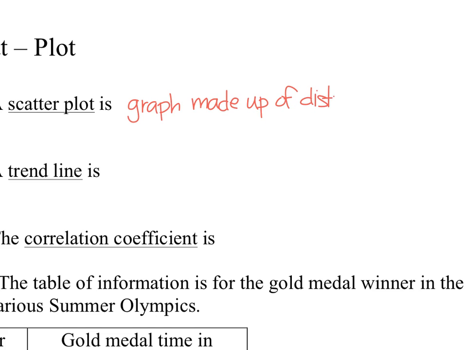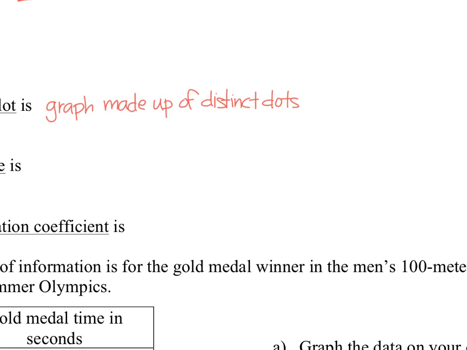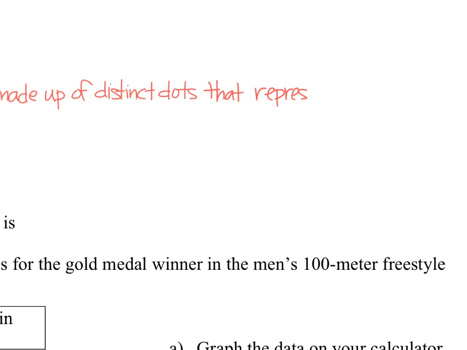and we say that they are distinct data points or distinct dots. Distinct means they're not connected. They're just dots. Okay, it's not like connect the dots. It's just made up of distinct dots that represent data.